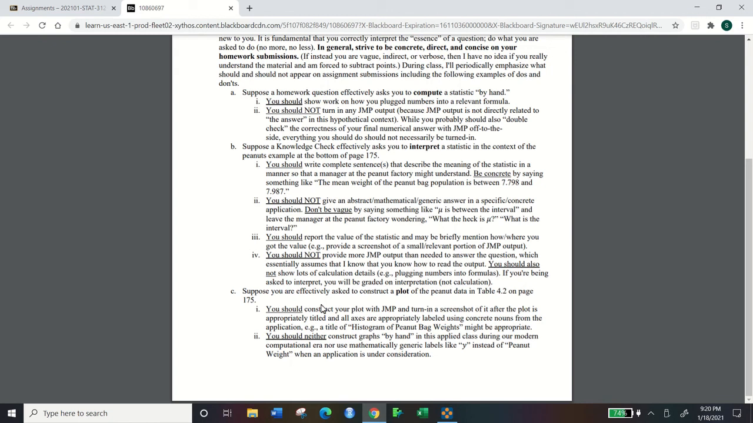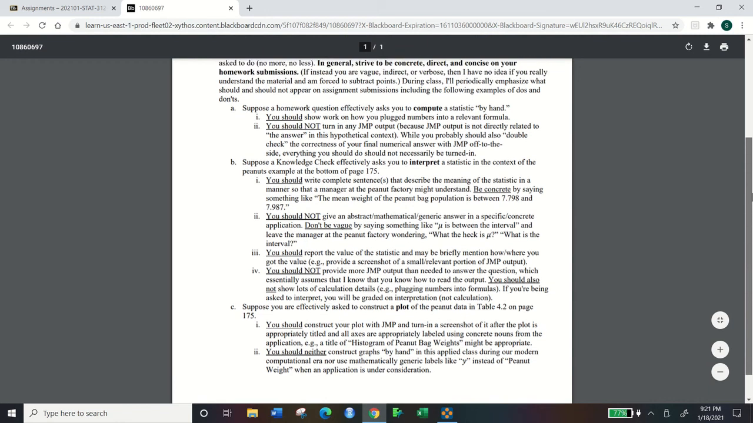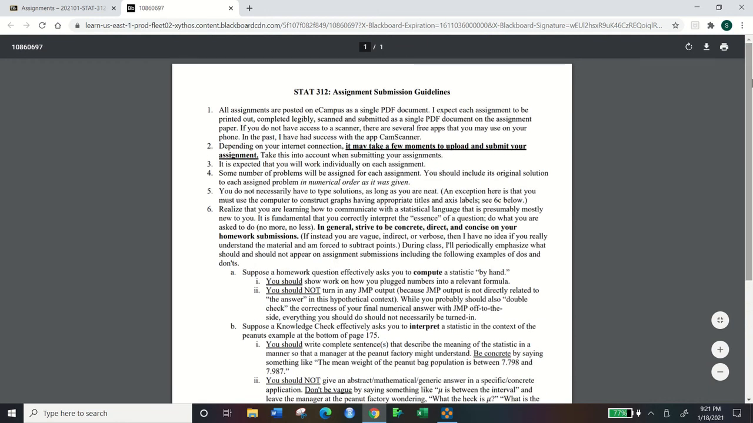Your X and Y axis should be labeled. There's no reason for you to construct it by hand and have generic or no labels at all. This is a 300 level course. I have higher expectations for you than that.